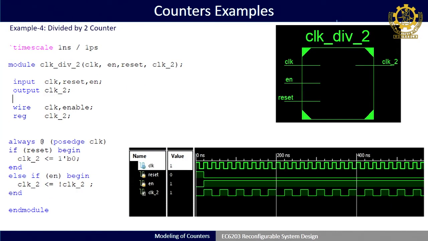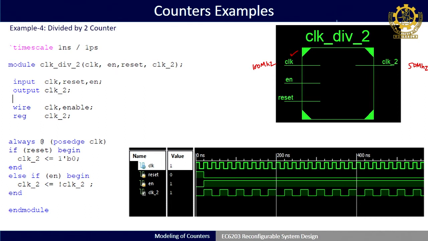Then the next one is a divide by 2 counter. Here the module name is clock divider by 2. Let us say I have a clock of 100 megahertz, and I want the output clock to be divided by 2, that means 50 megahertz. You might remember that a counter can also be used as a frequency divider. The rest of the control signals are the same, like enable and reset.